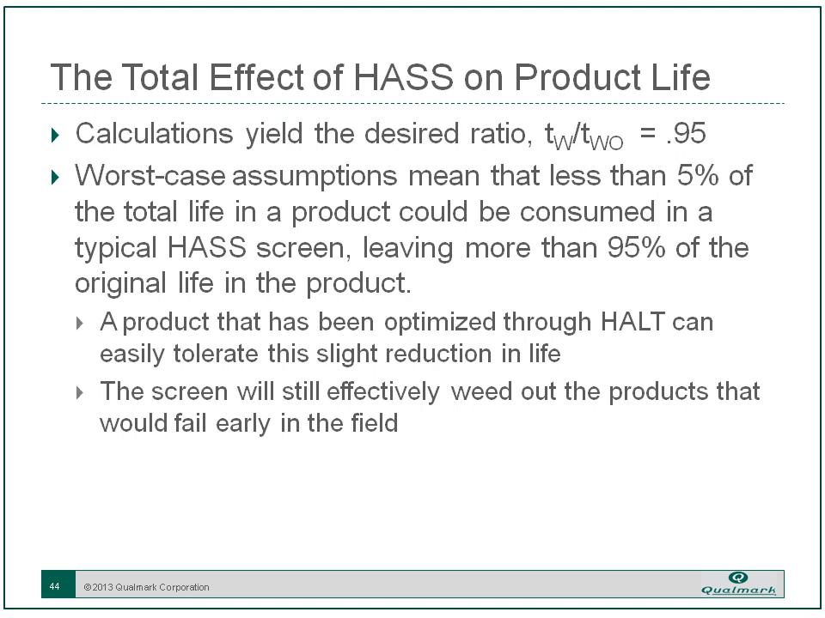And when we run all those numbers through, sure enough, we see that the ratio of time with HASS in place versus the time to fail without any stressing at all is 0.95. So with a host of worst-case assumptions, we come to the conclusion that less than 5% of the total life of the product is consumed by going through it one time, if you know that 20 times doesn't cause a failure. And you will be effectively weeding out products that would fail early in the field.